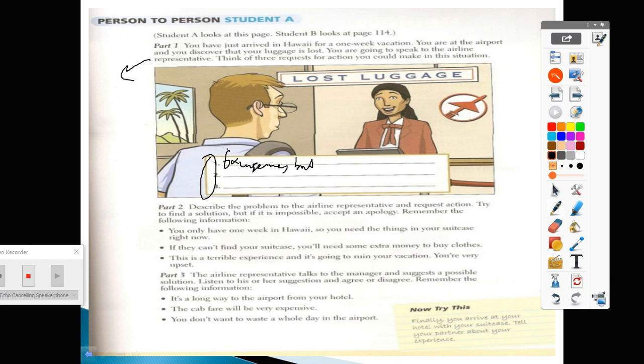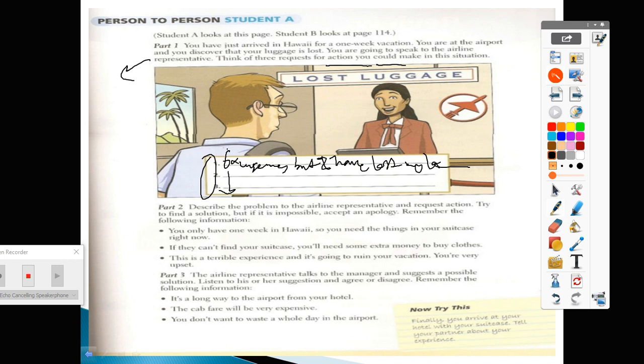But I have lost my luggage, and so on. This is the first one, okay? And you complete the two others. So you go to the airline representative and you state your situation to him, and you tell him that you have lost your luggage in one way or another. But what do you request from him? You request a change or action. Either you could make a change or an action.